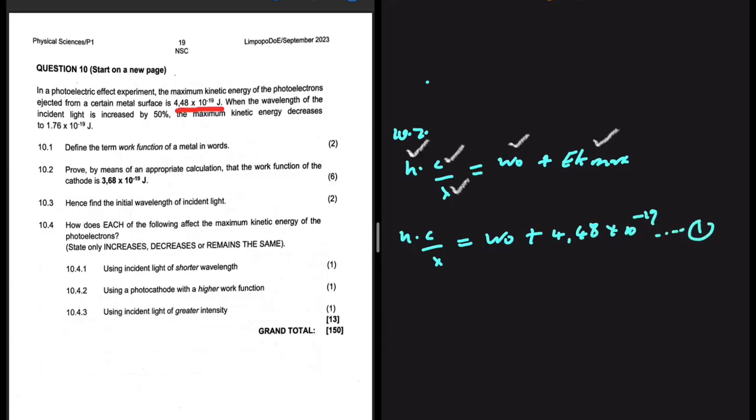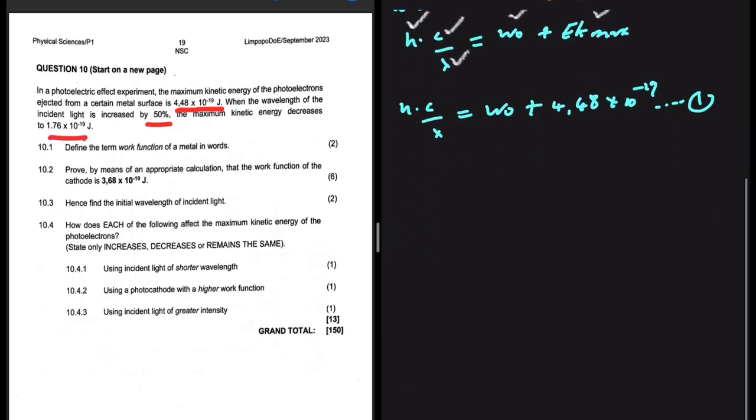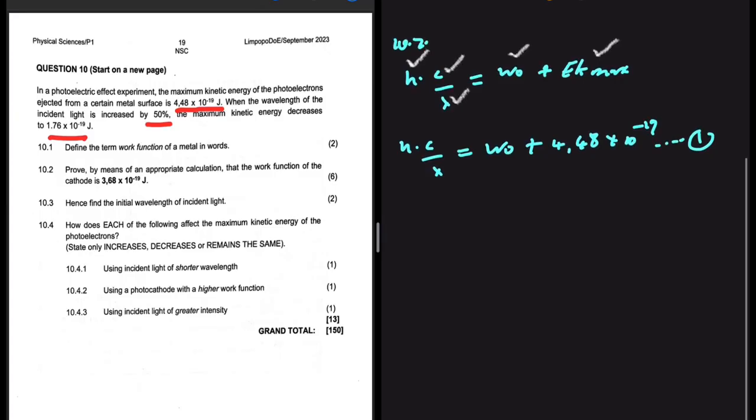This is equation 1. When the wavelength is increased by 50%, the maximum kinetic energy decreases to 1.76 times 10 to the minus 19 joules. So how is our equation going to look? We still have H, we still have C, but instead of the wavelength, it is increased by 50%. So we're going to have 1.5 wavelength. That is what you get when you increase a quantity by 50%. This is equal to the work function plus EK max, which is 1.76 times 10 to the minus 19 joules.